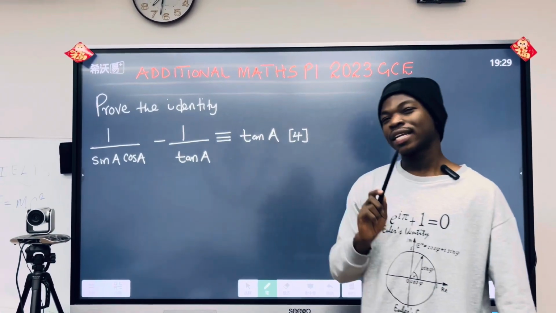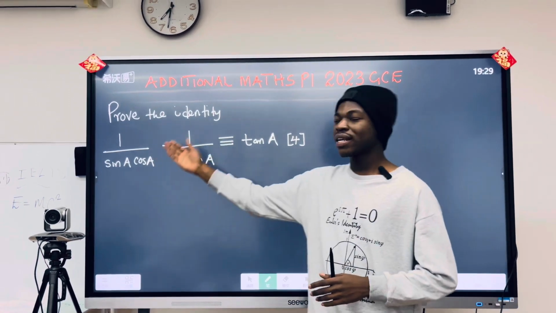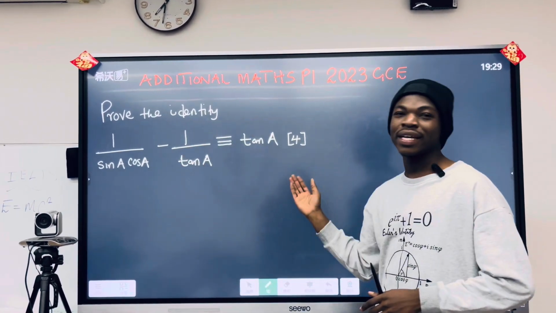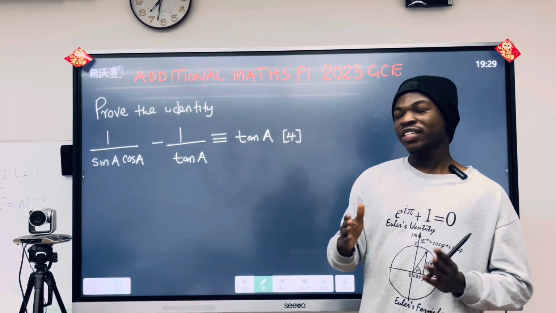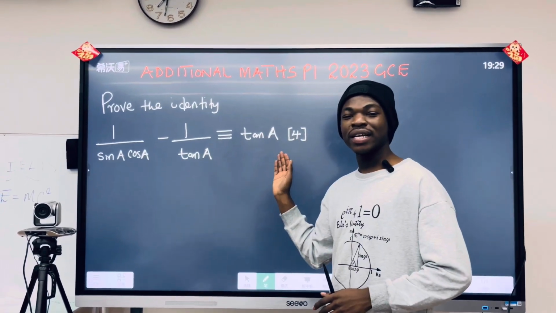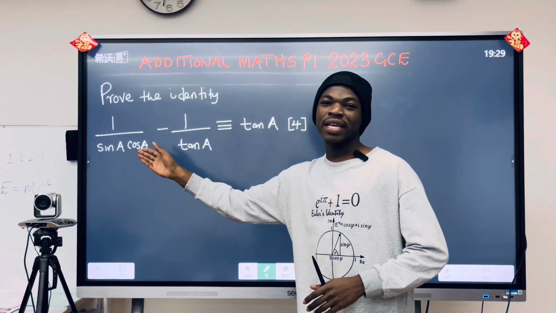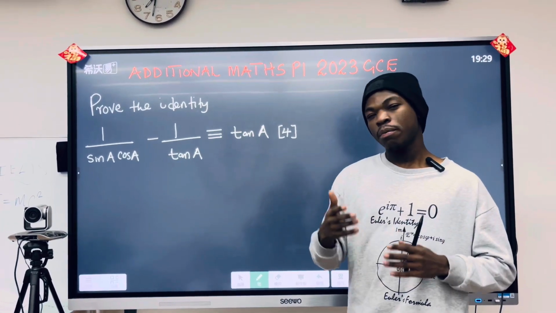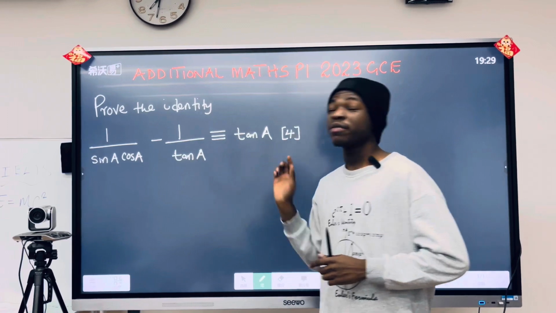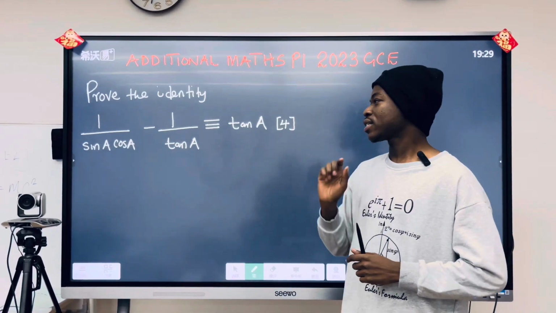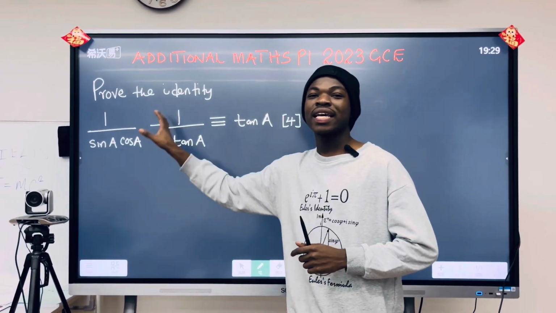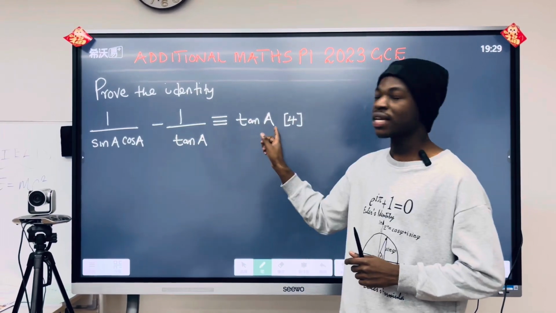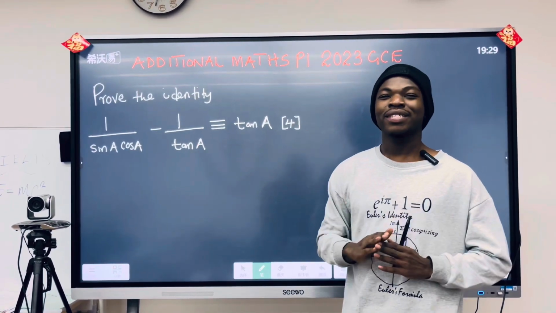What the question is asking us is to show that the left hand side is equal to the right hand side. We can prove it either from the right hand side or from the left hand side. But in such cases, we need to take the one which is more complex and reduce it to the simplified version. So in this case, we're going to use the left hand side and reduce it until it gives us tan A. So let's see how it's done.